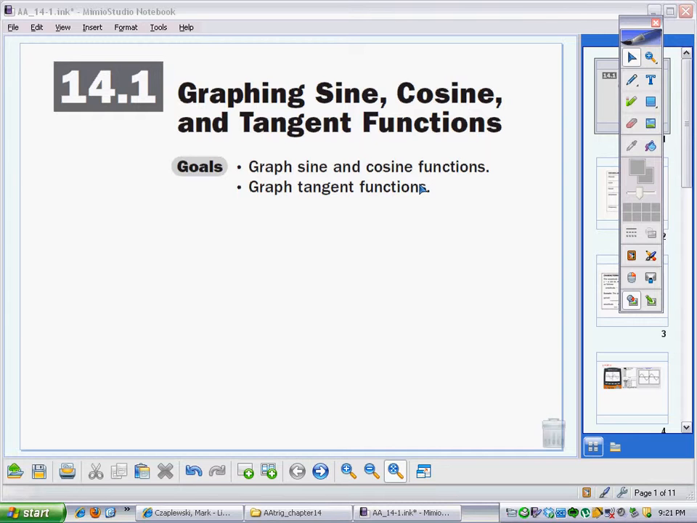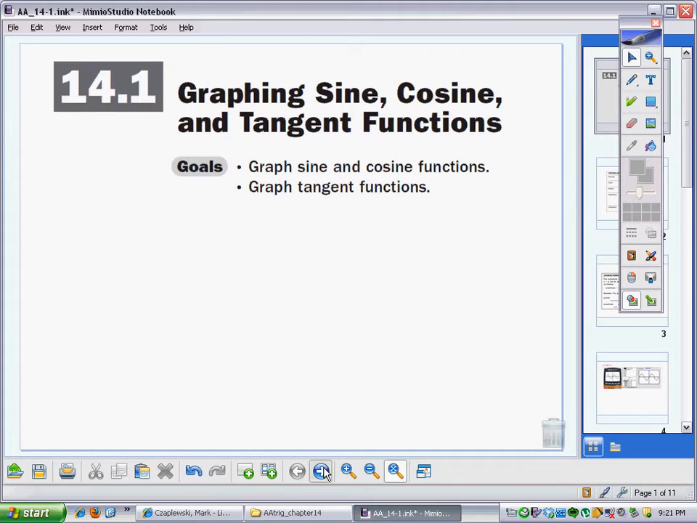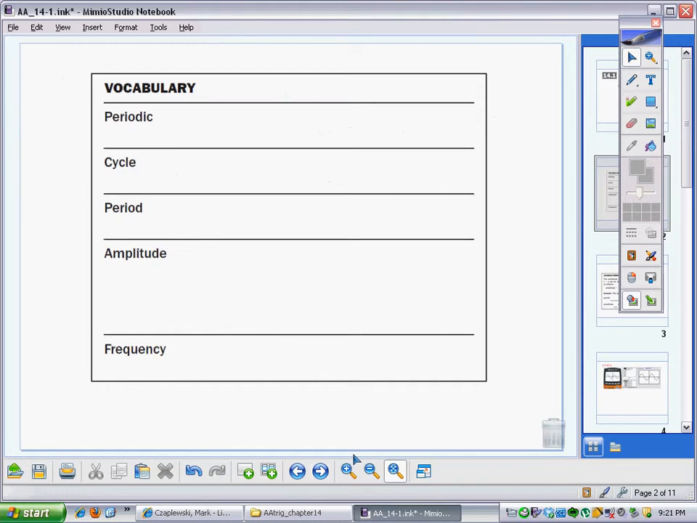We've already graphed the sine and cosine graph when we did the butcher board project, and graphing tangent was one of your homework assignments. So this will be a lot of repeated information. However, I'm going to put some vocabulary into play here and a couple applications. So away we go, 14.1, graphing sine, cosine, and tangent functions. We're going to start with vocabulary.